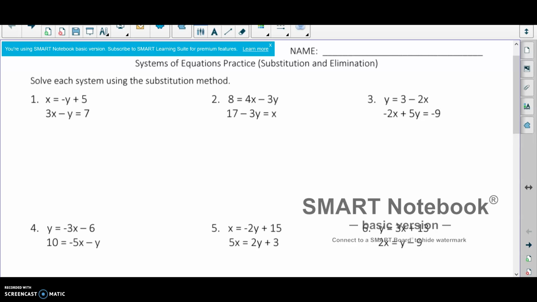Yes, okay, so now we're going to do the second page. It's Systems of Equations, Practice of Substitution and Elimination. Okay, so right here we're going to do number 1. Let me get my marker out. Number 1. Okay, so remember, we're looking for the one that's solved.